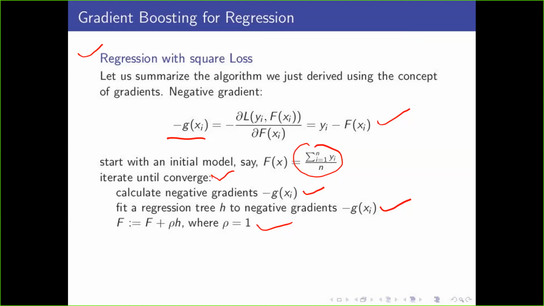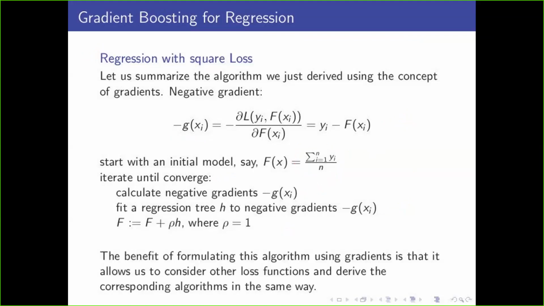So is the algorithm clear? Very simple algorithm. Start with the initial model, calculate the negative gradient at each step, fit a regression model to the negative gradient, and update the model f equal to f plus h. Clear, right? The benefit of formulating this algorithm using the gradient is that it allows us to consider the other loss functions and derive the corresponding algorithm in the same way.